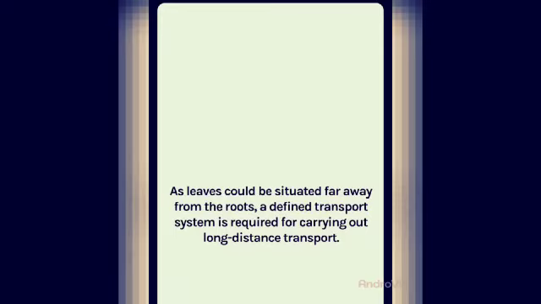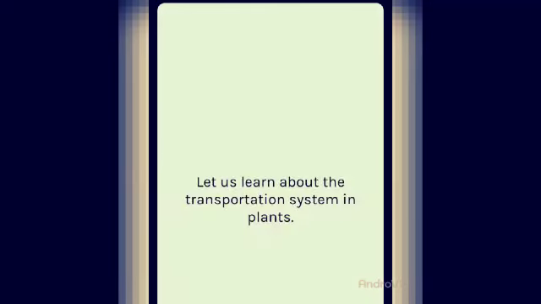As leaves could be situated far away from the roots, a defined transport system is required. Have you ever thought about this, children? Roots are present underground and leaves are found on top of the soil surface, and these leaves are at a far distance from the roots. So for the proper transport of these nutrients, a proper system is needed. That long distance transport is possible through these transporting machineries. So let us learn about the transportation system in plants.